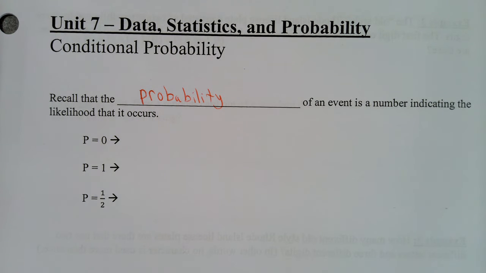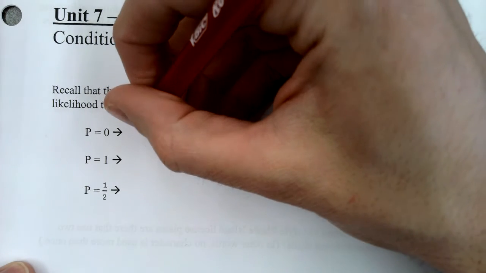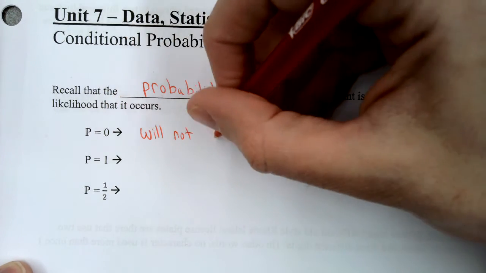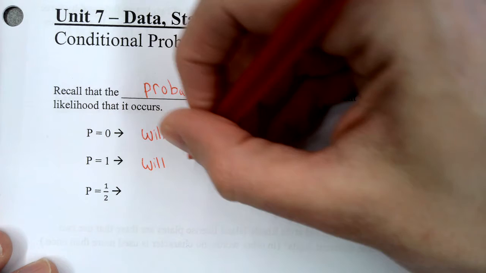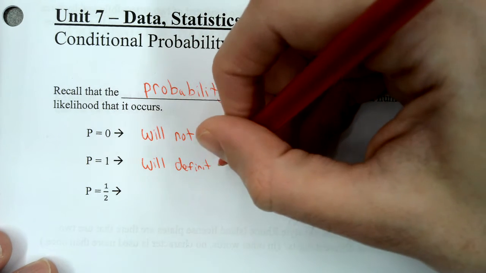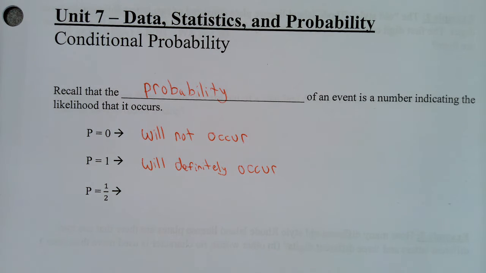Remember, probability is always between 0 and 1, unless you put it as a percentage, then it's between 0% and 100%. So if the probability equals 0, that means that it definitely will not occur. If the probability, again, capital P stands for probability, equals 1, then it's guaranteed that it will definitely occur. And if the probability equals half, well, that's halfway between 0 and 1, so it's equally likely to occur or not occur.